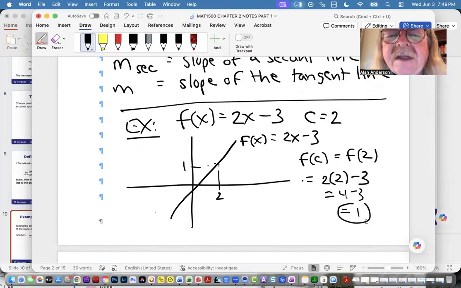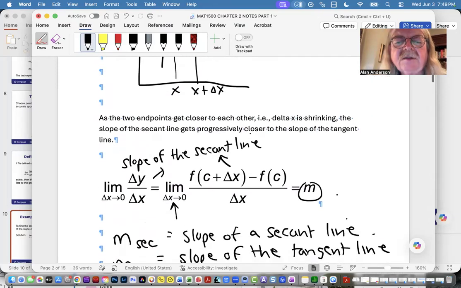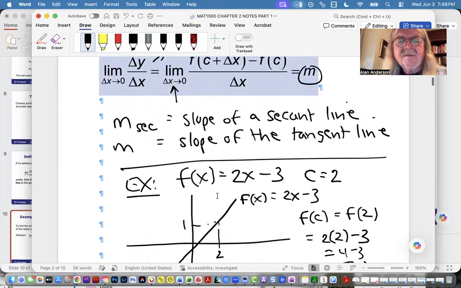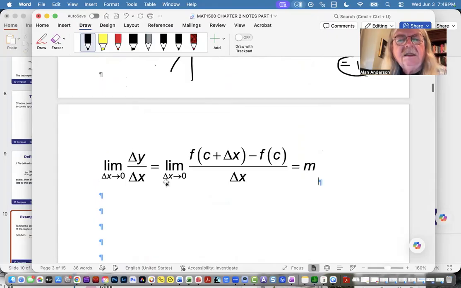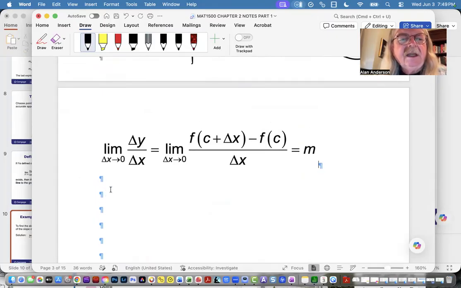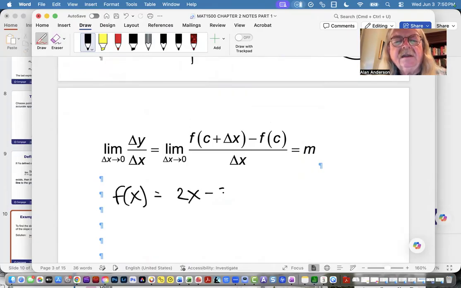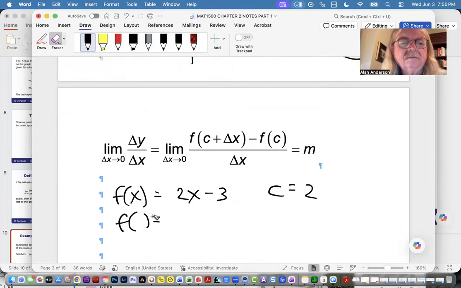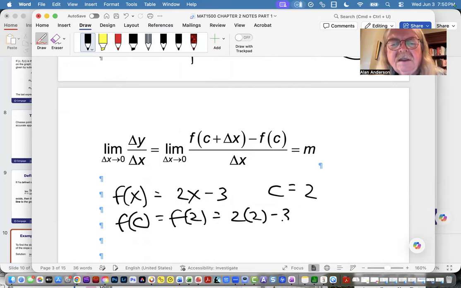Okay, so what we're going to do now is apply this expression to this specific case. All right, so we already know f of x is 2x minus 3, and we know that c is equal to 2, which means that f of c is equal to f of 2, which in turn, as we've already seen, is equal to 1.